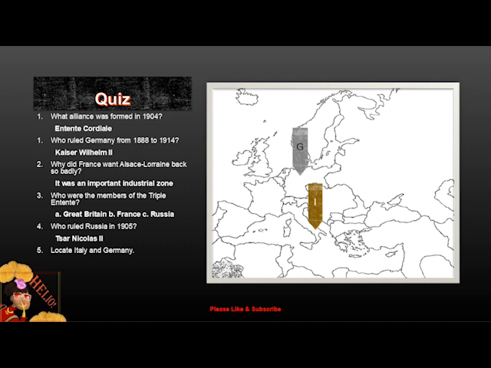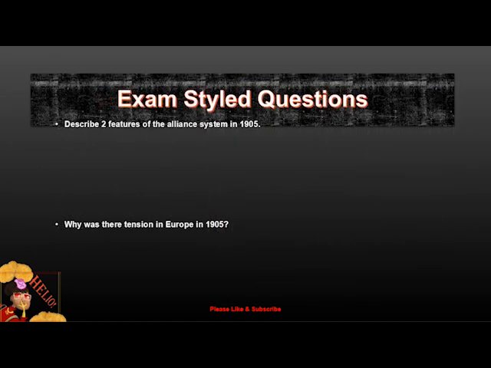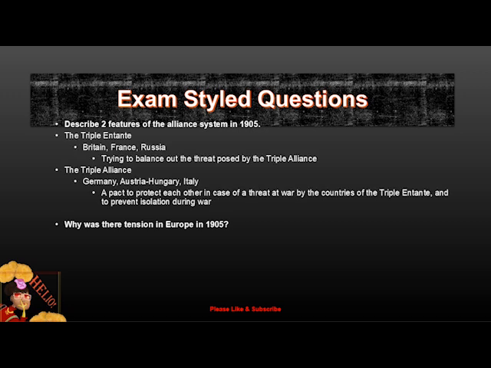Now, these are some exam-style questions. Describe two features of the alliance system in 1905. And then, why was there tension in Europe in 1905? So the answers are just points. You don't have to say exactly what I said, but these are just points that you could go by.